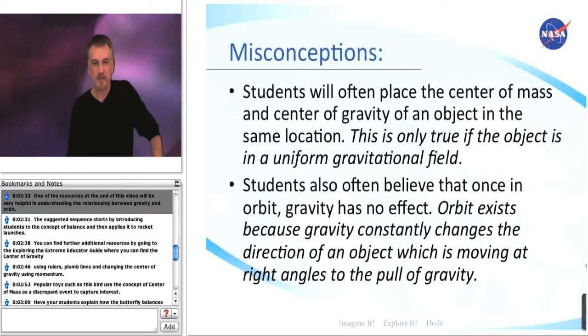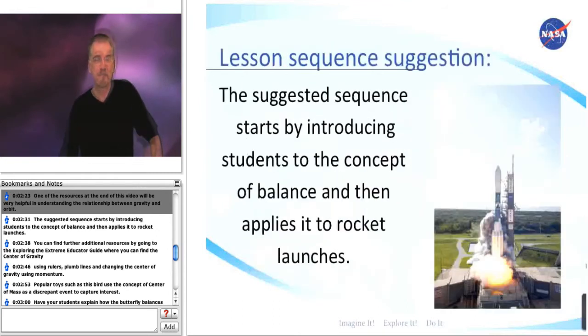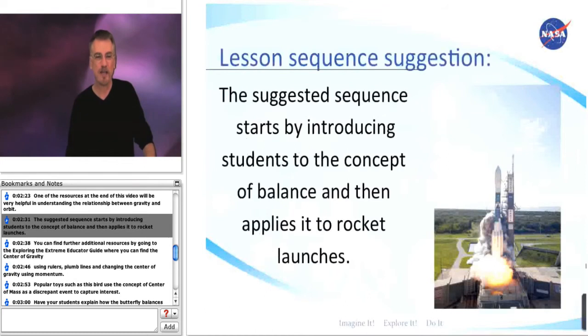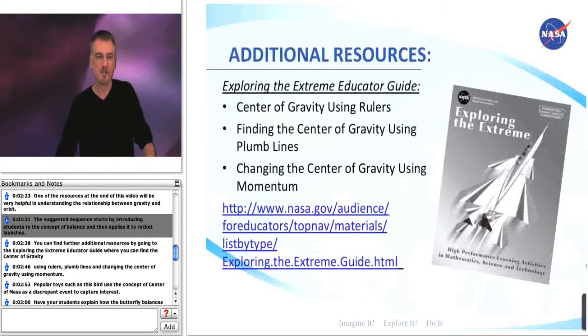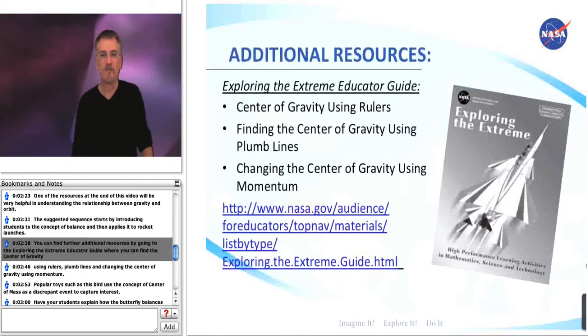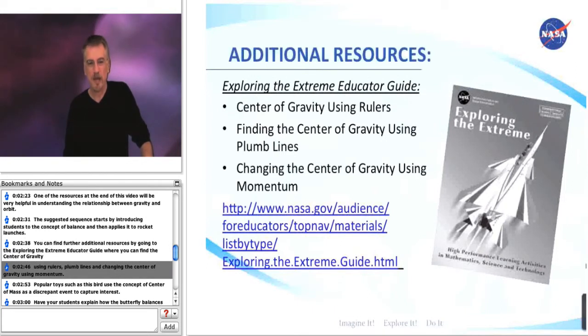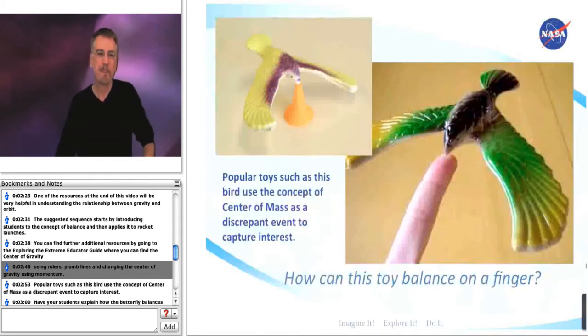One of the resources at the end of this video will be helpful in understanding the relationship between gravity and orbit. The suggested sequence starts by introducing students to the concept of balance and then applies it to rocket launches. You can find further additional resources by going to the Exploring the Extreme Educator Guide, where you can find the center of gravity using rulers, plumb lines, and changing the center of gravity using momentum.